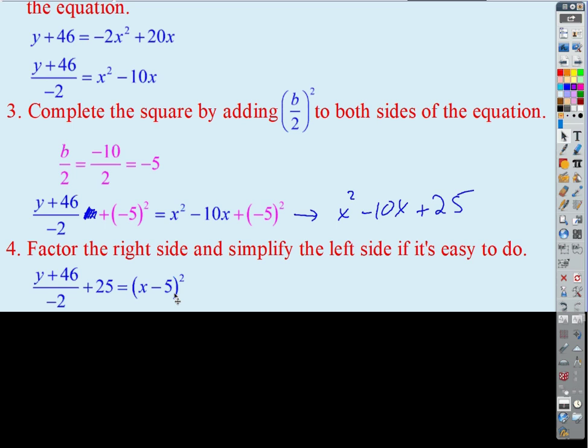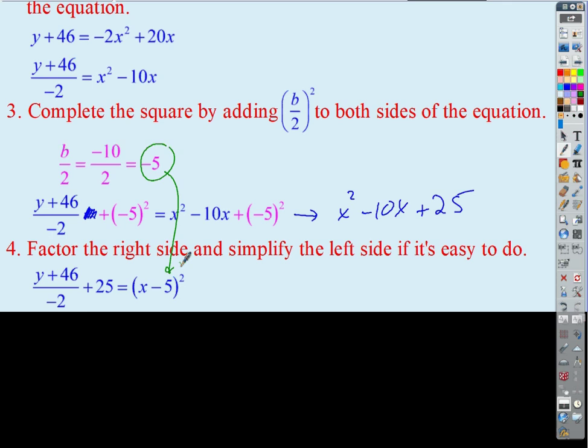Now, we didn't have to really even think about that, though, because half of b is always going to be the number that goes with x. That's always going to be our magic number that we get twice, is half of b, every time. So we get x minus 5 squared on the right side.